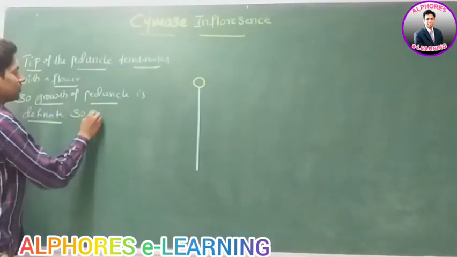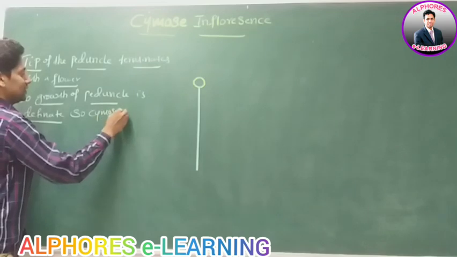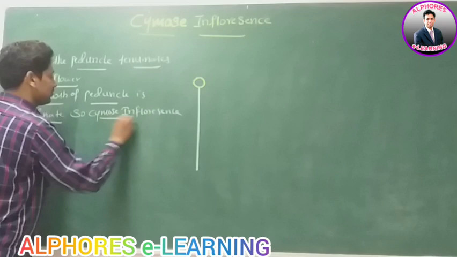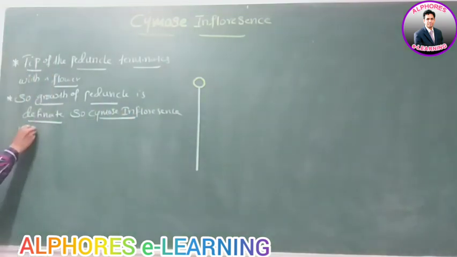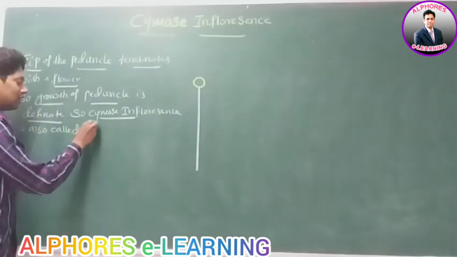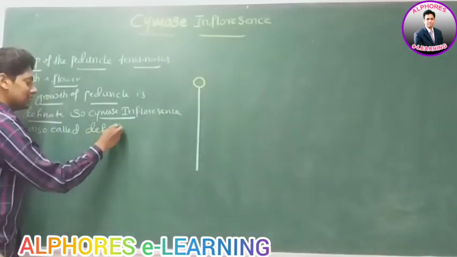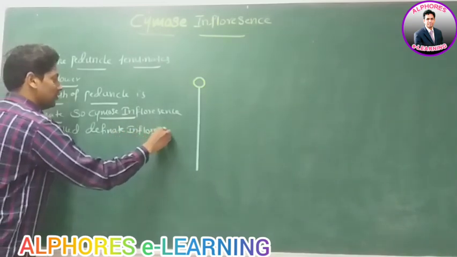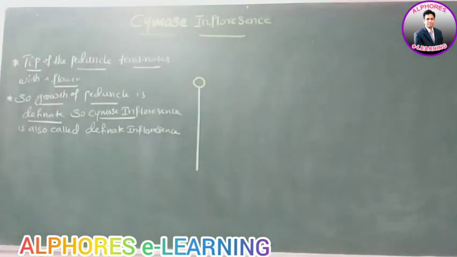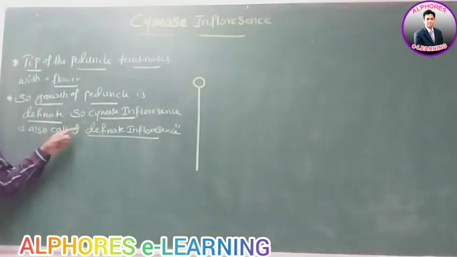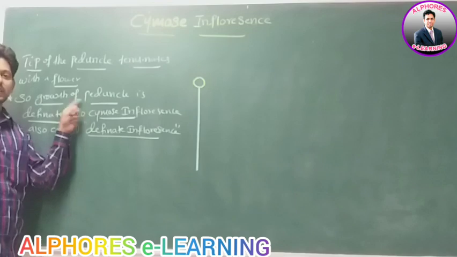So cymose inflorescence is also called a definite inflorescence, as growth of peduncle is definite.